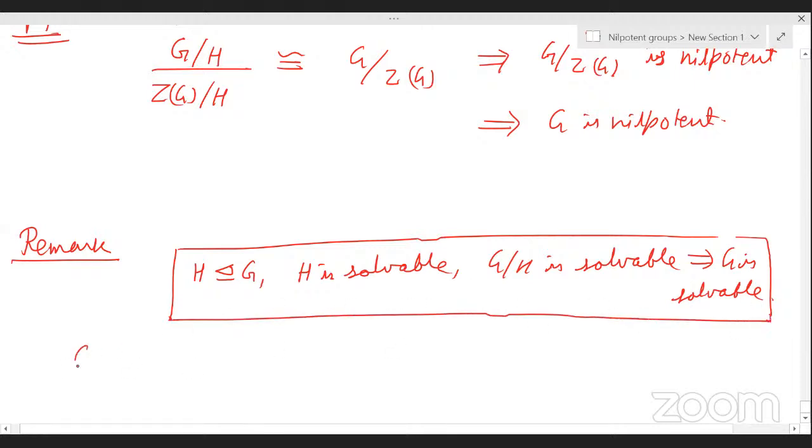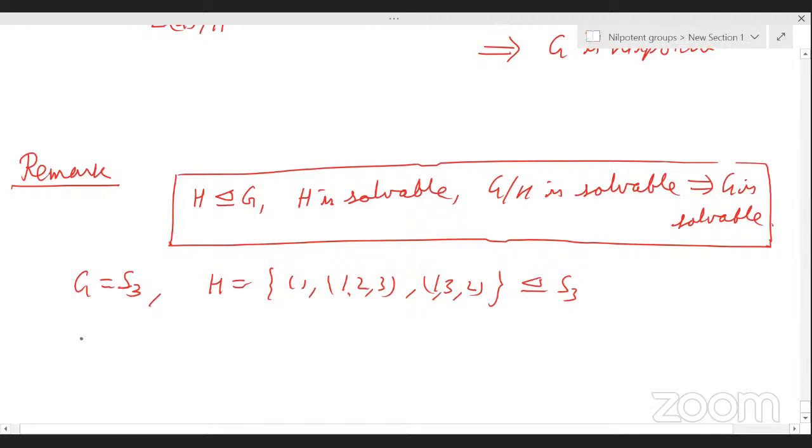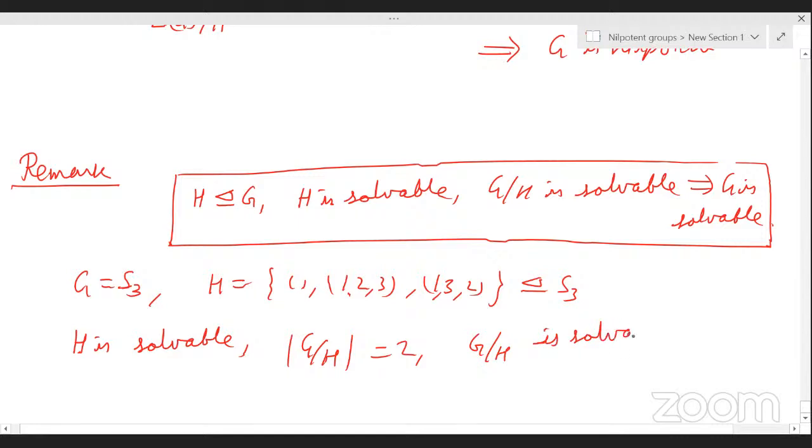For example, take G to be S3, take H to be the subgroup {(1)(2)(3), (1 3 2)}. Of course, this is a normal subgroup of S3. This is also soluble, H is soluble. G/H, the order of G/H is 2, so it is an abelian group. So G/H is soluble. But you know G is not soluble.